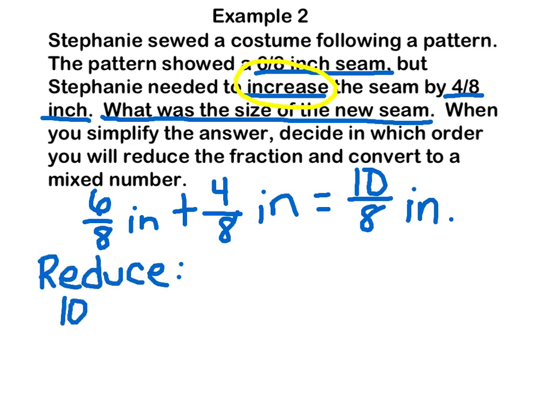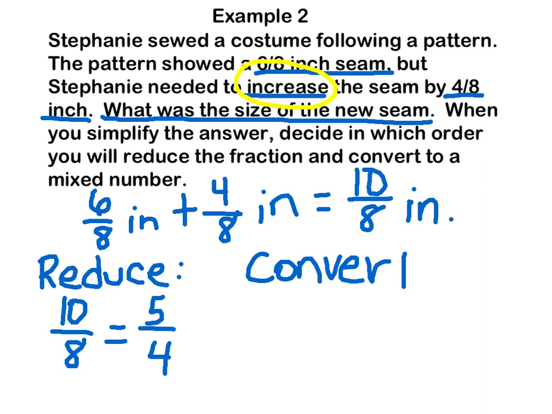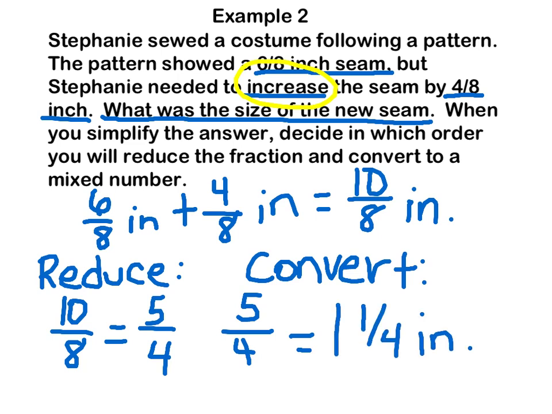So we have 10/8. Let's think what number goes into both 10 and 8. 2. So 2 goes into 10 5 times. 2 goes into 8 4 times. Okay, so now I have 5/4 that cannot be reduced anymore, but it can be converted into a mixed number. So now step 2, I'm going to convert. So 5/4 is equal to 1 1/4 inches. And we just solved and simplified this example.